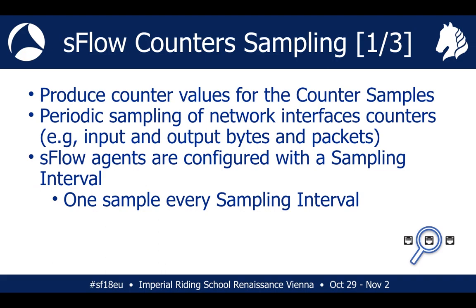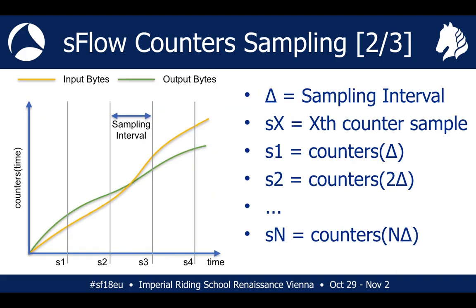Let's start with the counter sampling. The counter sampling produces the counter values at periodic intervals of time. This means that you have a configurable sampling interval that is used by the sFlow device to report cumulative statistics of the interface to the collector. Maybe it's more clear if we look at this picture.